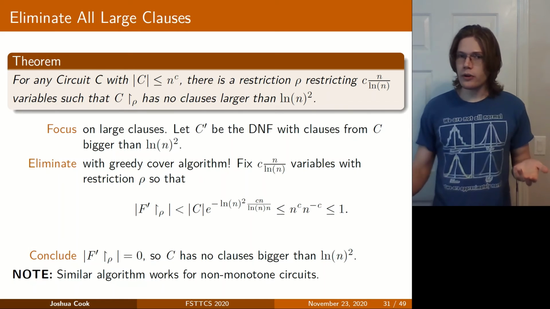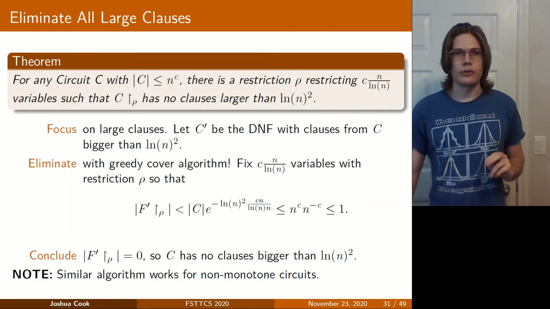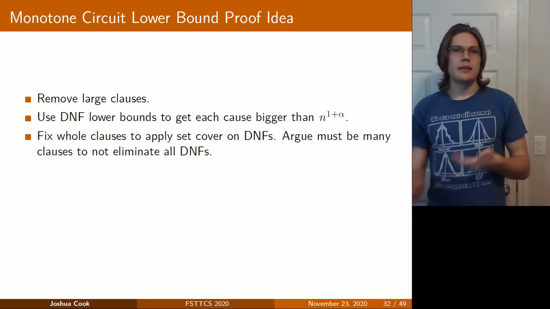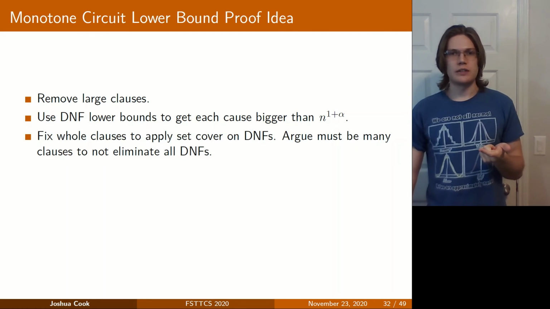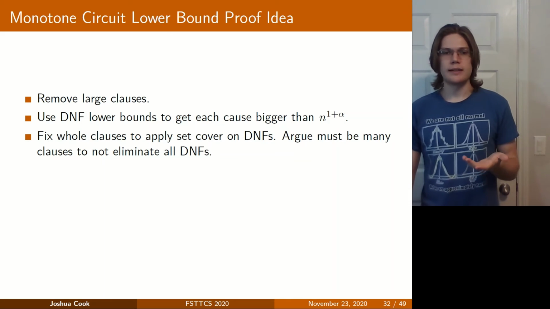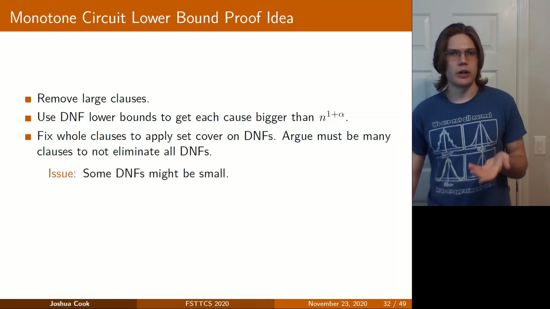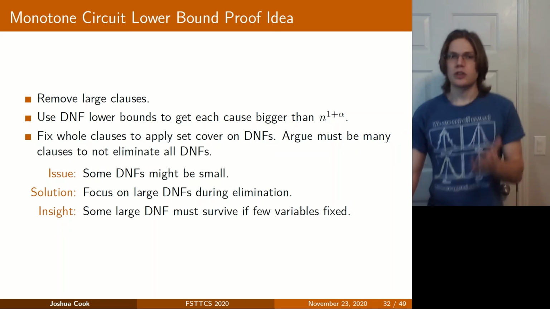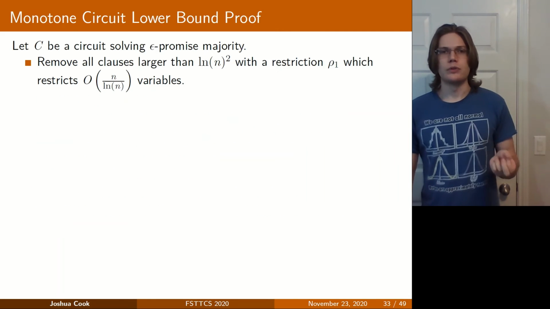And we can do a very similar algorithm for a non-monotone circuit. So this isn't really a barrier. Okay, so now to prove the entire monotone circuits, the idea is to remove all the large clauses, then use the DNF lower bounds to get each clause is bigger than n to the 1 plus alpha, and then we're going to fix whole clauses to apply a set cover algorithm and argue that many clauses must be around to not eliminate all the DNFs. An issue is some of the DNFs might be small, but again, we're going to focus on the large DNFs during elimination, so some large DNF must survive if we only use few variables.